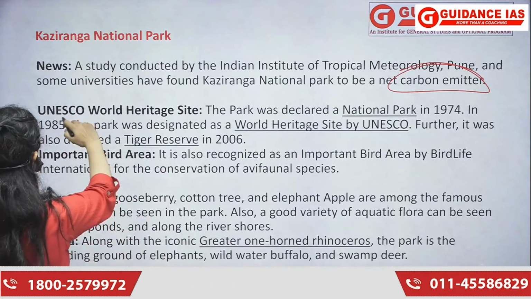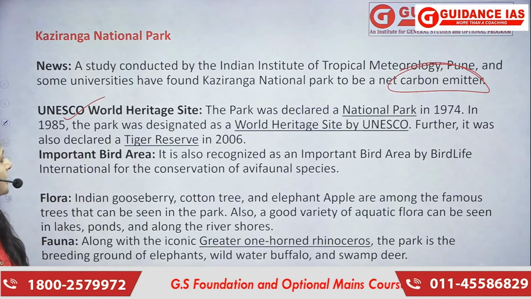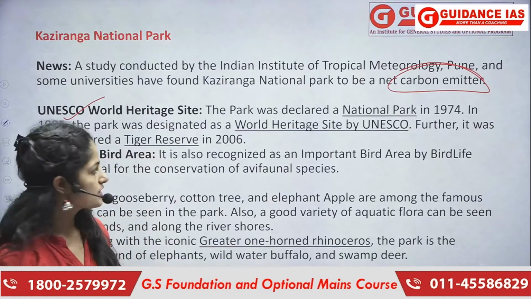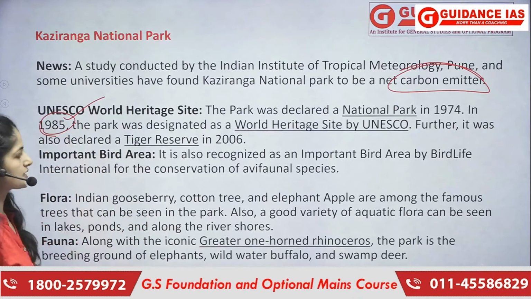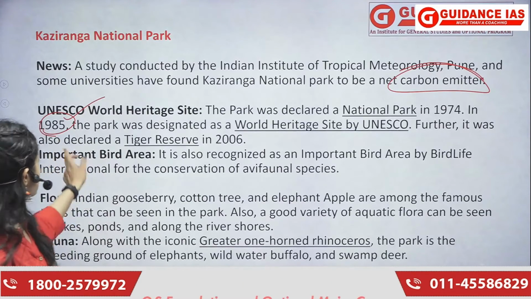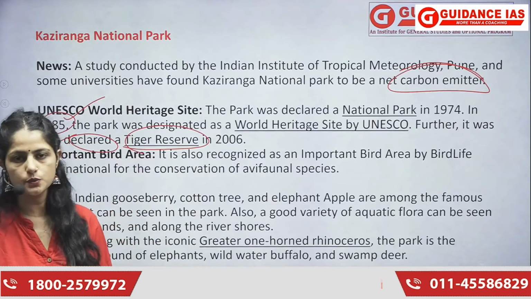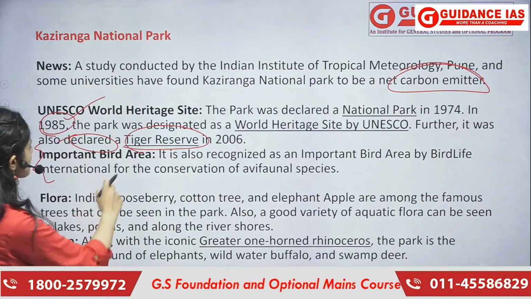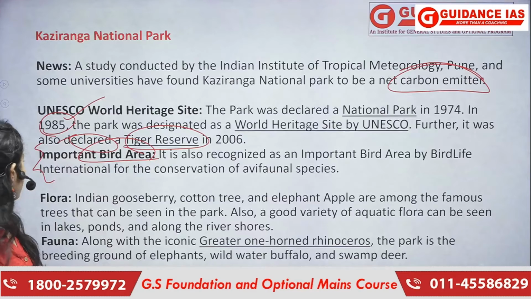If we talk a little bit more about Kaziranga National Park, it is a UNESCO World Heritage Site. It was declared a national park in 1974, and in 1985 this park was designated as a World Heritage Site by UNESCO. Further, it was also declared a tiger reserve in 2006, so you have to remember that. Apart from that, it is also an Important Bird Area, which was declared by BirdLife International.